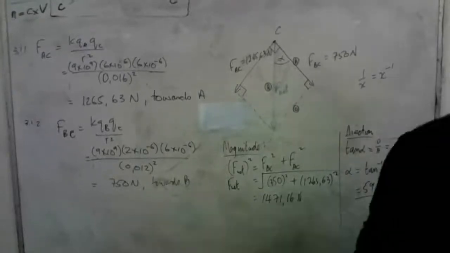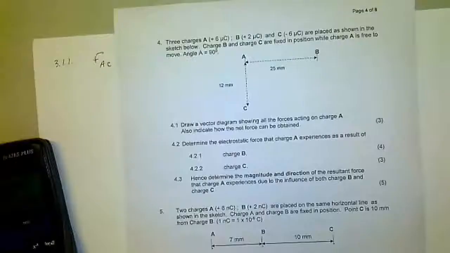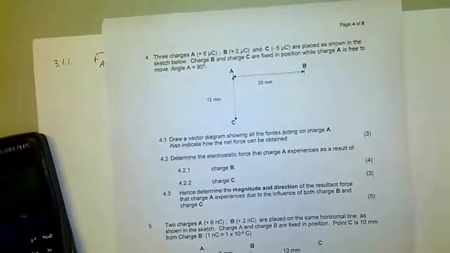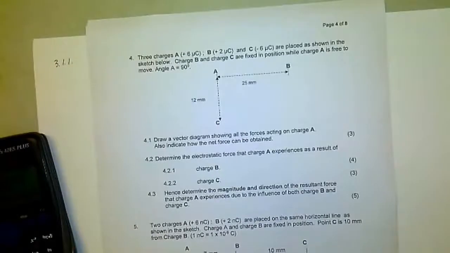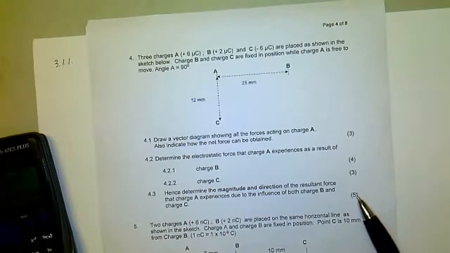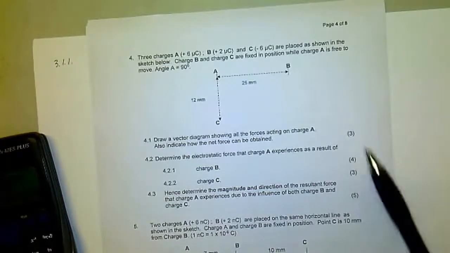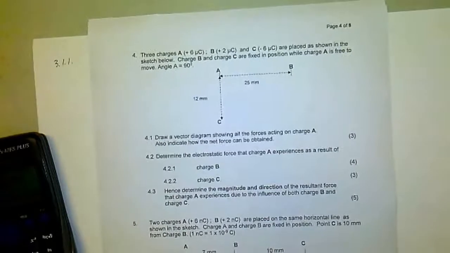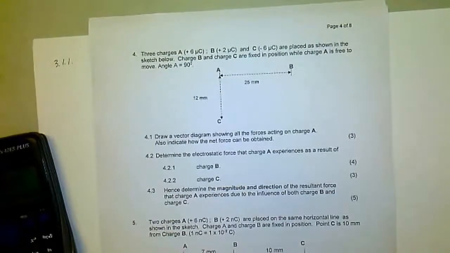Right. Let's now move on to question number 4. Very similar to question number 3. Again, you have 3 charges at right angles to each other. The question carries in total 15 marks. I'm going to give you about 10 minutes. Okay? Right, you've got 10 minutes, 15 marks, and then I'll take you from there after 10 minutes.